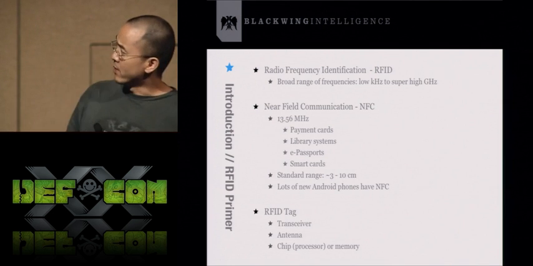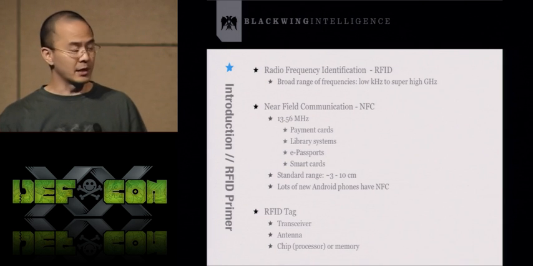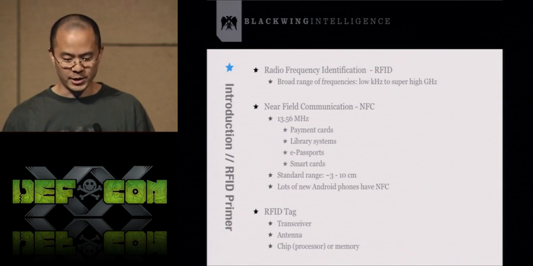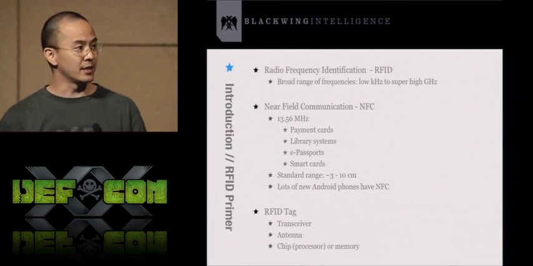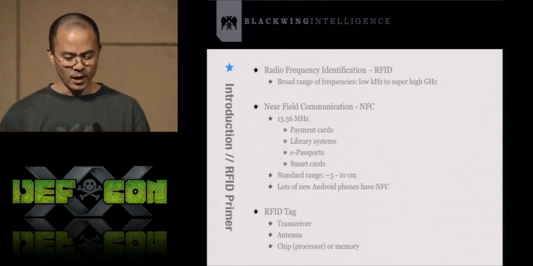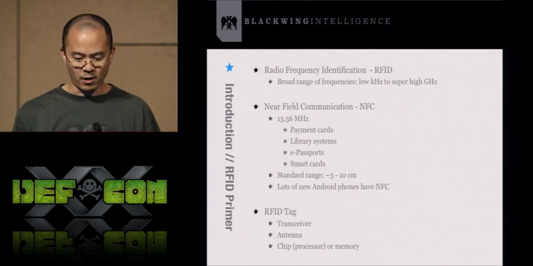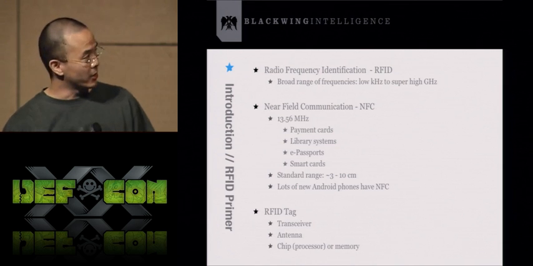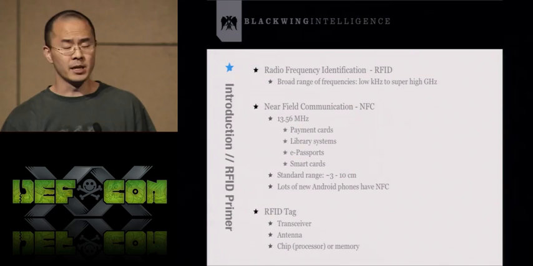So just a little primer information before we get started. RFID operates in a broad range of frequencies, from the low kilohertz range all the way to the high gigahertz range. NFC in particular runs in the 13.56 megahertz range. The applications you typically find running in this spectrum are payment cards, library systems, e-passports, smart cards, things like that. The standard read distance range is about 3 to 10 centimeters. Of course, there's been research where people have been able to increase the range.